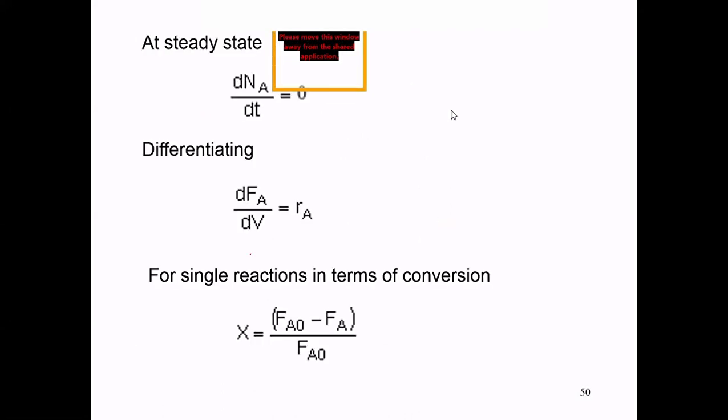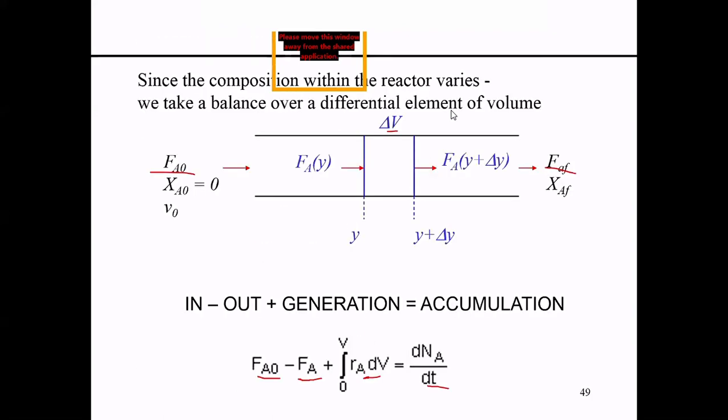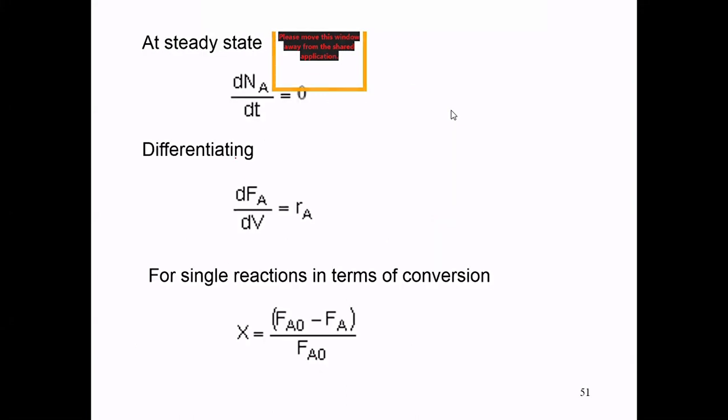And then after we differentiate, we got that dNA over dt is equal to 0 because there is no accumulation. We differentiate it, we got dFA over dV is equal to RA. So it's similar to the continuous flow reactor. We have this for conversion.